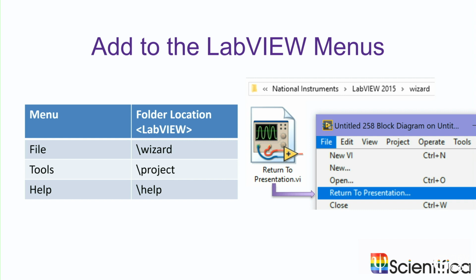So, if you want to add something to file, drop it into program files under the name wizard. If the wizard doesn't exist, just create a new folder called wizard and place your VIs in there. Those VIs will then create menu items like this. And we've got project for tools and help for help.